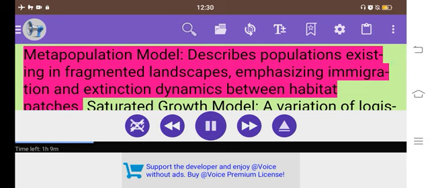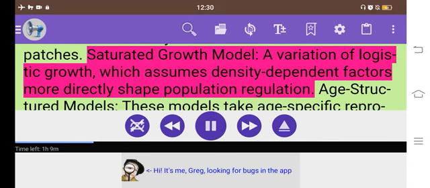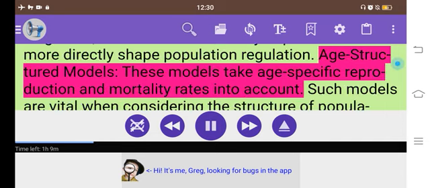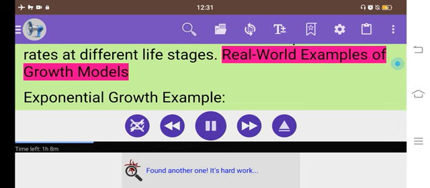Metapopulation model describes populations existing in fragmented landscapes, emphasizing immigration and extinction dynamics between habitat patches. Saturated growth model, a variation of logistic growth, which assumes density-dependent factors more directly shape population regulation. Age-structured models take age-specific reproduction and mortality rates into account. Such models are vital when considering the structure of populations that have different survival and reproductive rates at different life stages.